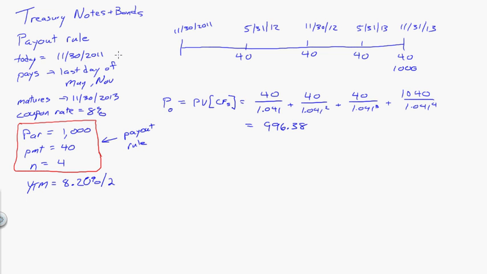If today's November 30th, well, what if I bought the bond not November 30th, but what if I bought this thing December 15th, 2012? How does that change things? All right. So what we need to think about next is a concept called accrued interest. So look at the accrued interest.